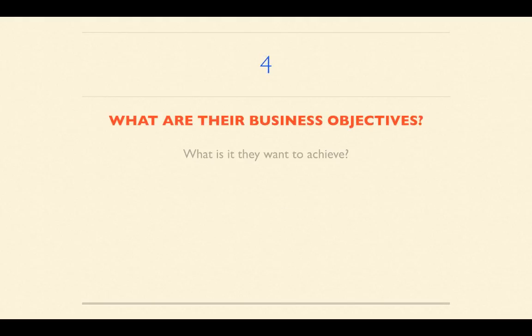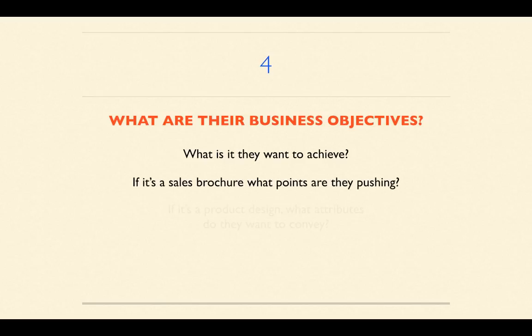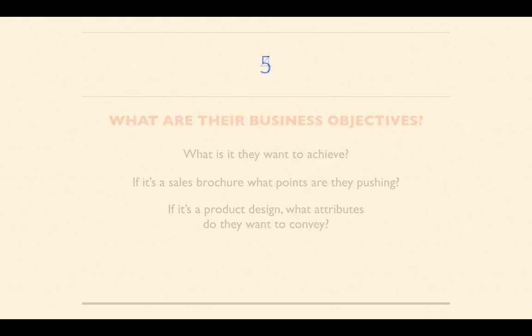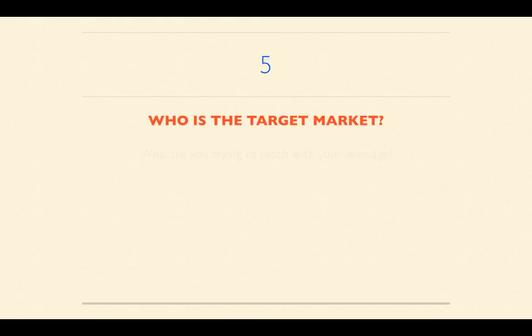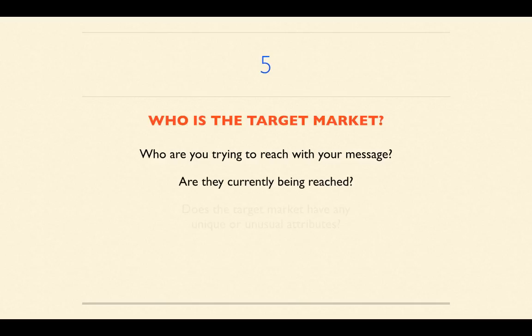What are their business objectives? What is it they want to achieve? If it's a sales brochure, what points do they want to push? If it's a product design, what attributes do they want to convey? Who is the target market? Who are you trying to reach with your message? Because you're not designing for everybody. That would not be a good way to go. Are they currently being reached? Does the target market have any unique or unusual attributes?